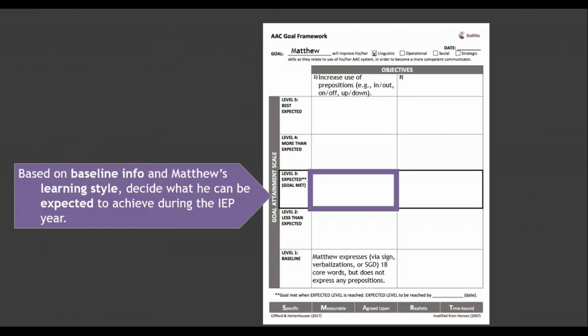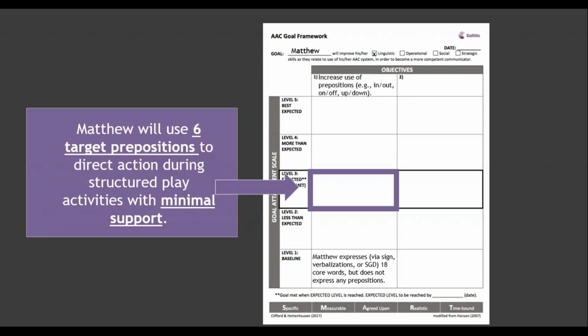I'm going to write this for Matthew, but if you have a student with whom you're working, you're welcome to modify what I do here to better fit your student. But based on the baseline info and Matthew's learning style, we're going to decide what can be expected to be achieved during the IEP year. So Matthew will use 6 target prepositions to direct action during structured play activities with minimal support. That's our level 3.